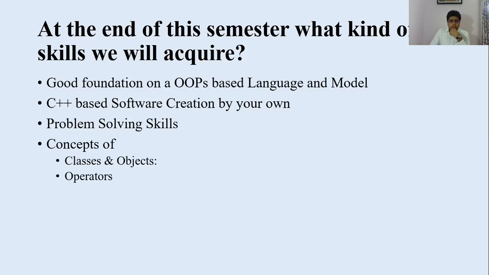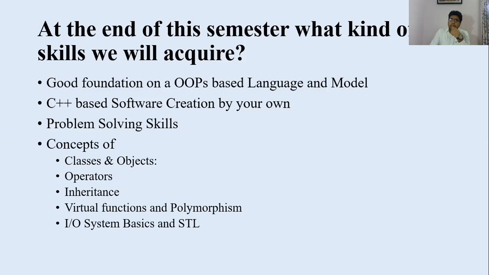Then we are going to understand what operators are and why we need them. Inheritance is a very useful concept of any OOPS-based language. Virtual functions and polymorphism is the fourth unit. The fifth unit is where we will be learning STL. It is very important. What kind of software and real world applications we can create using C++ is a very important aspect to learn any language.